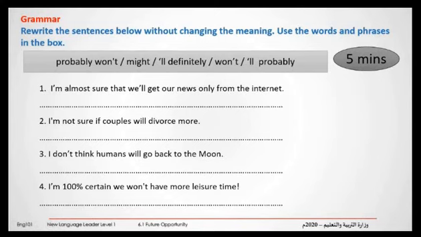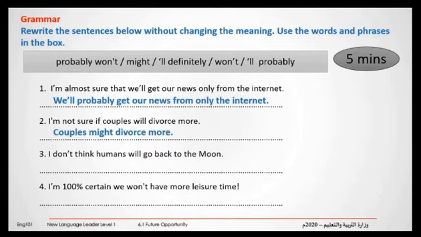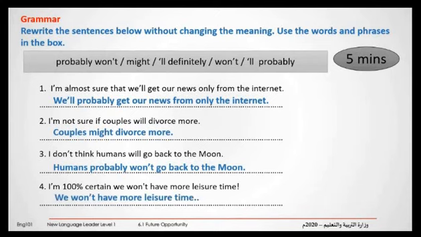Okay, dear students, now let's check your answers. Number one, I'm almost sure that we'll get our news only from the internet. The sentence should be, we'll probably get our news only from the internet. Number two, I'm not sure if couples will divorce more. Couples might divorce more. Number three, I don't think humans will go back to the moon. Humans probably won't go back to the moon. Number four, I'm 100% certain we won't have more leisure time. We won't have more leisure time.